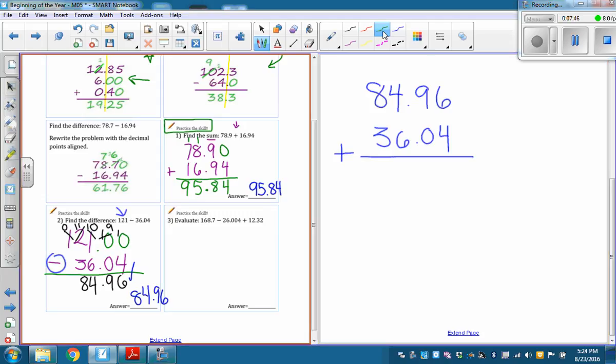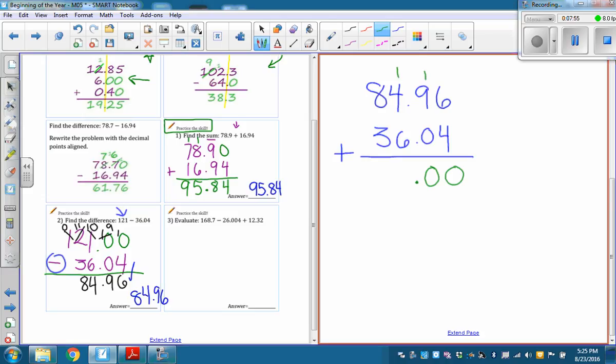6 plus 4 is 10, which is 0, carry the 1. 1 plus 9 is 10. I'm going to bring the decimal down and carry the 1. 1 plus 4 is 5, plus 6 is 11. Carry the 1. 8 plus 1 is 9, plus 3 is 12. 121, my answer checks. So I know I did the problem correctly.